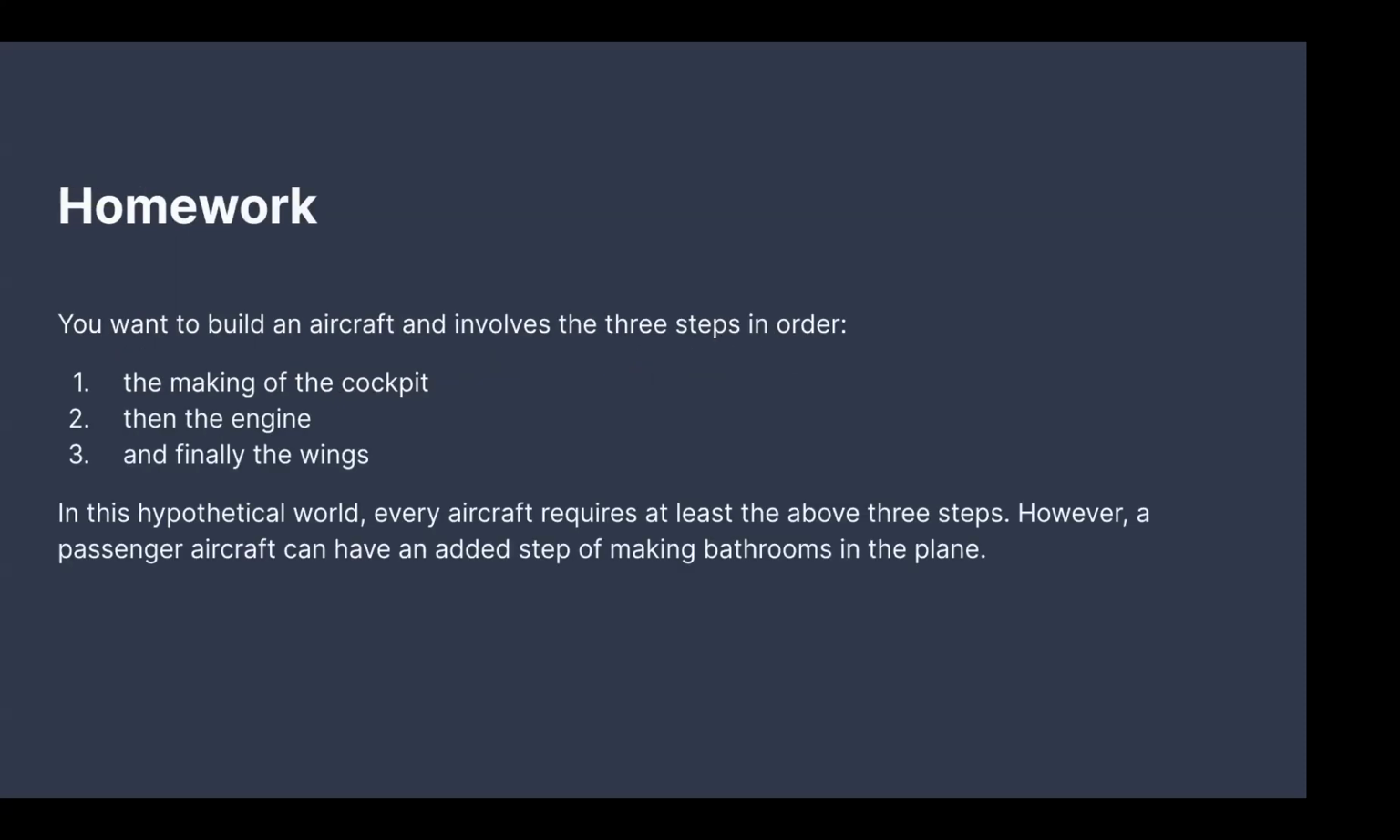Maybe I'll give a homework. This is a hypothetical case where creating an aircraft involves 3 steps. We have to create a cockpit first, followed by an engine, and then the wings. These 3 steps are the first things that we need. And depending on the aircraft, like whether it's a passenger aircraft or not, we may or may not have bathrooms attached to the plane. This is something that you folks can try out as homework using the builder pattern to see how it works out.